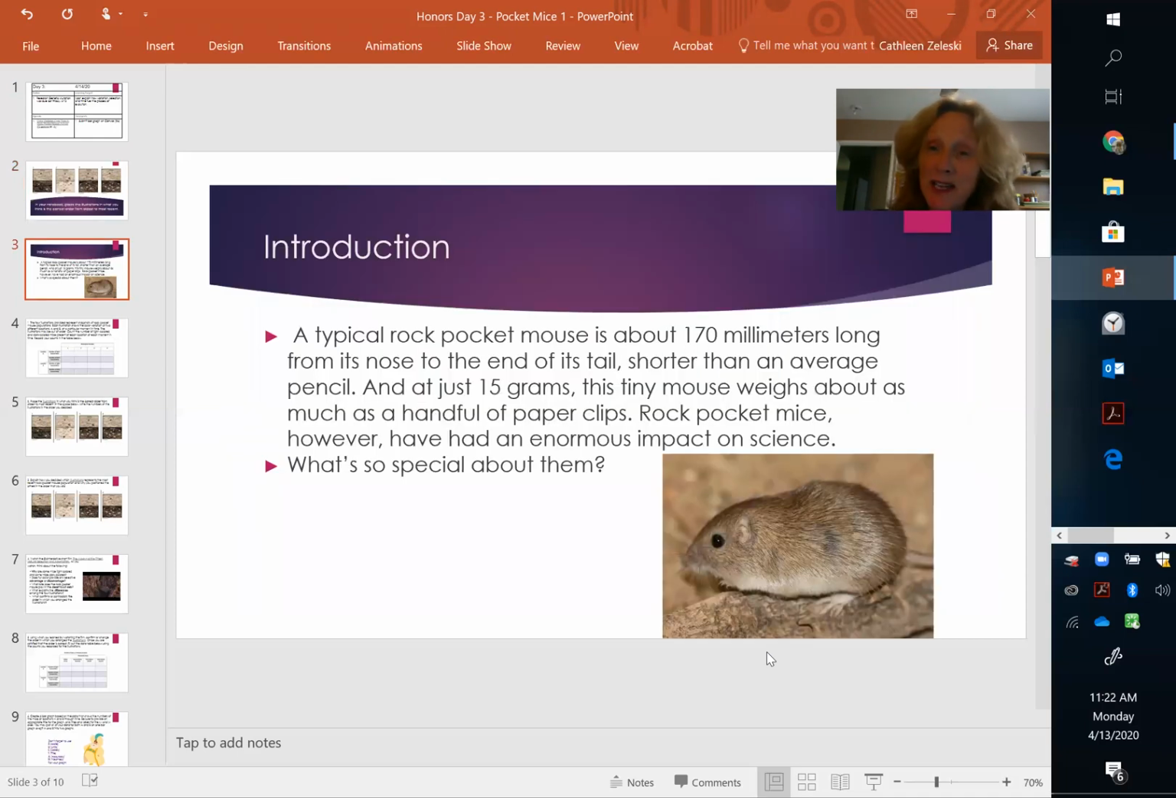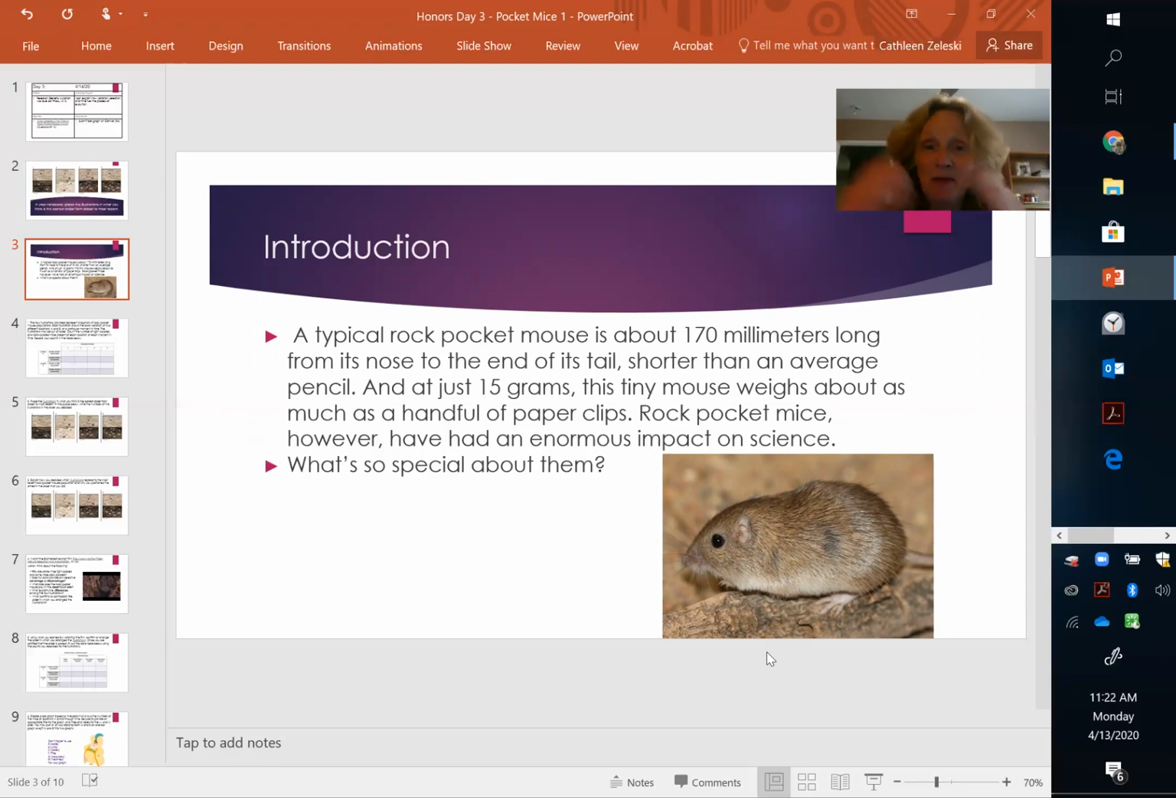Okay, so hopefully you did that and didn't have any issues with it. Look how cute that little guy is. He's so small. He's really small, 170 millimeters. Think of how many millimeters there are. We're not talking centimeters, we're talking millimeters. From nose to the end of its tail, he is shorter than the average pencil.